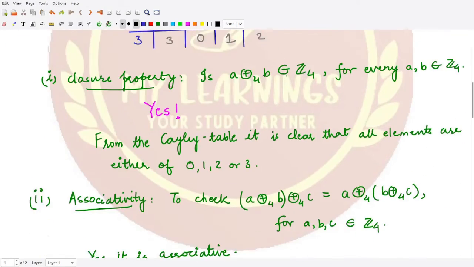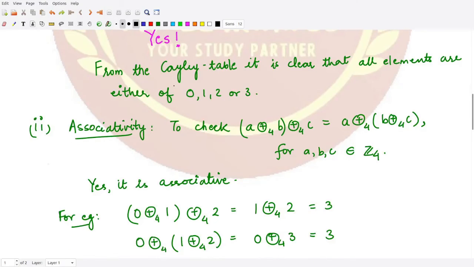Next is the property of associativity. In associativity, we need to check that when we apply addition modulo 4 onto A and B and then apply it onto C, the result would be the same as when we apply it first on B and C and then on A, right? So this operation is associative.